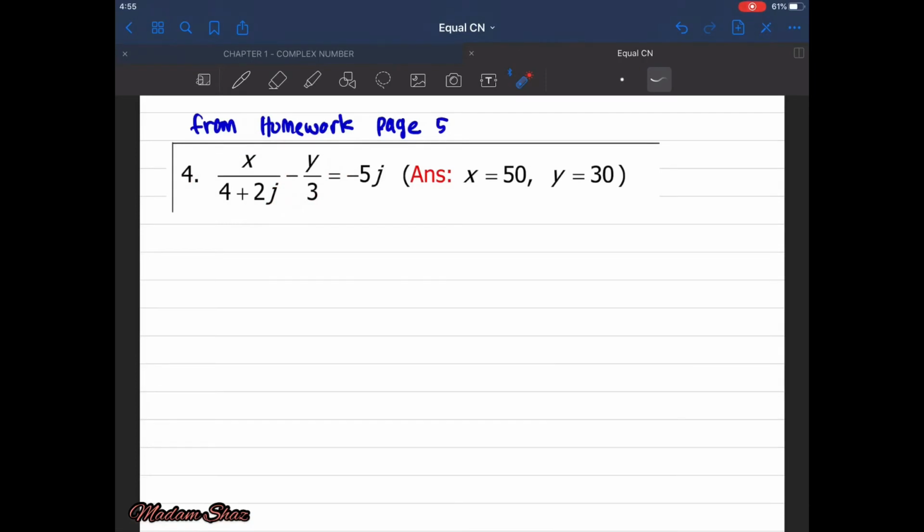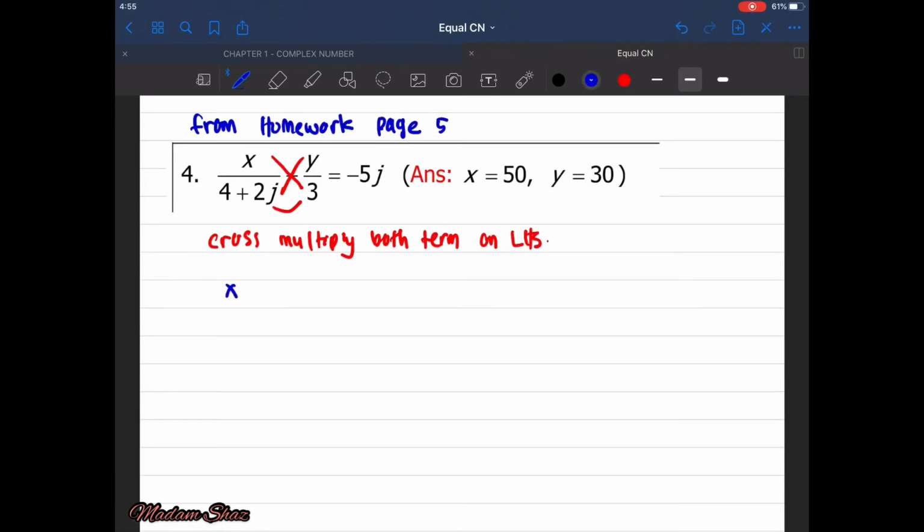So there are two methods. It's either you solve the first term by multiplying with the conjugate, or we can just cross multiply the two terms here. I will apply the second method, which is to cross multiply both terms on the left hand side.